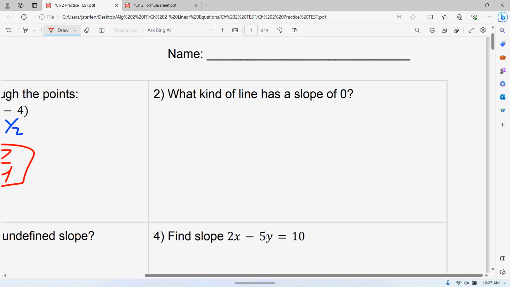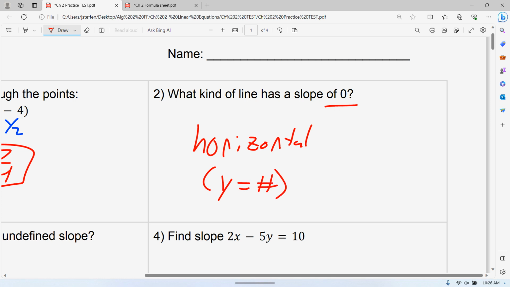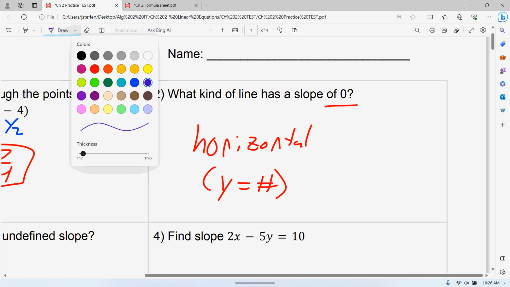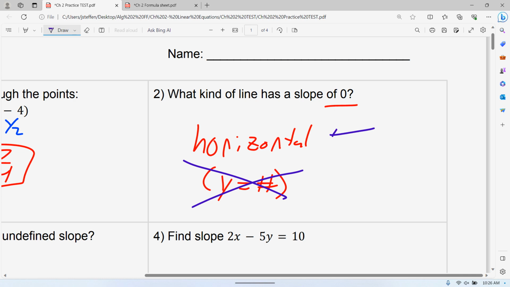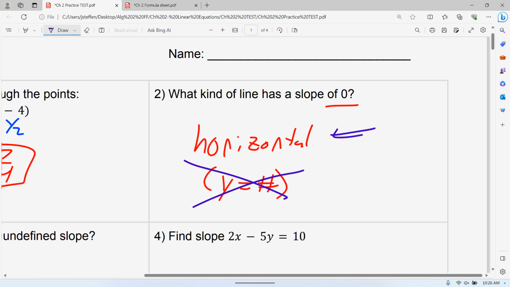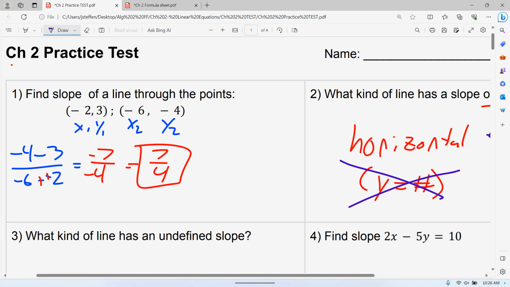Number 2, real quick, this should be a quick one, but you have to make sure you memorize this and study. What kind of line has a slope of 0? It is a horizontal line. But just to keep reminding you of this, so hopefully it helps you remember, a horizontal line is y is equal to some number. So again, you don't actually have to have that part here at the end. That's fine. Just have to have the horizontal, but I think it's good to keep reminding you that a horizontal line is y is equal to a number. You don't have any x in there.